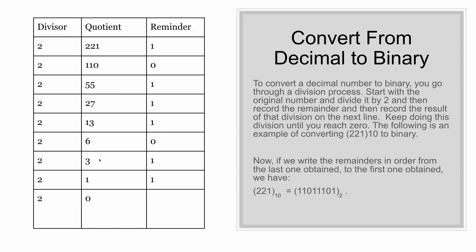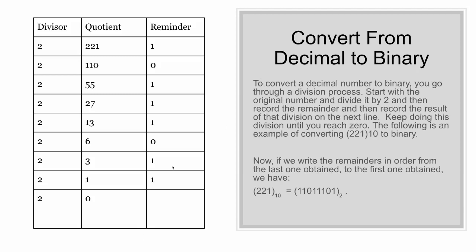13 divided by 2 is 6 with a remainder of 1. 6 divided by 2 is 3 with a remainder of 0. 3 divided by 2 is 1 with a remainder of 1. And 1 divided by 2 is 0 with a remainder of 1. So now what we do is we write those digits down in reverse order to get our binary number.